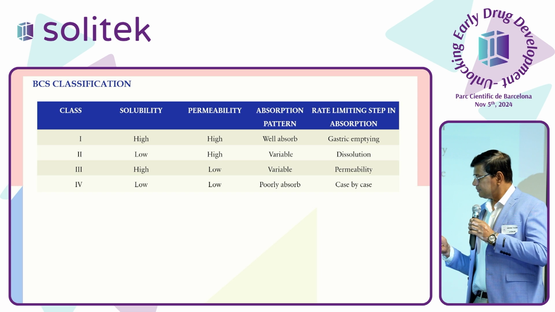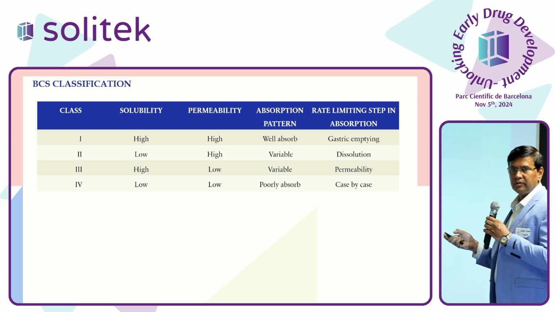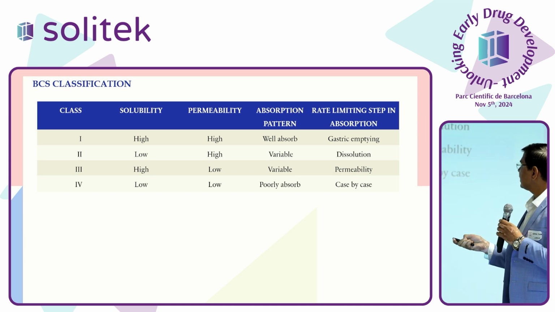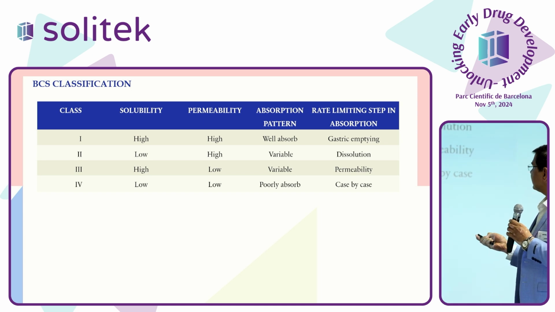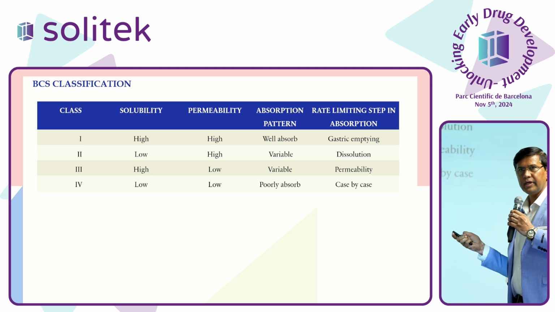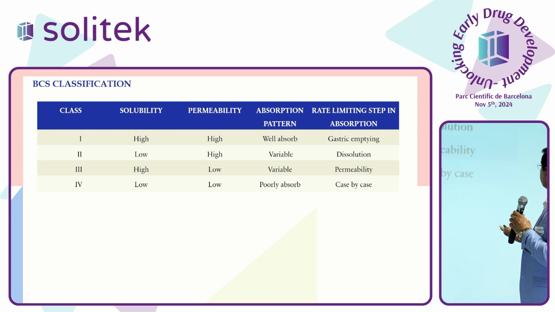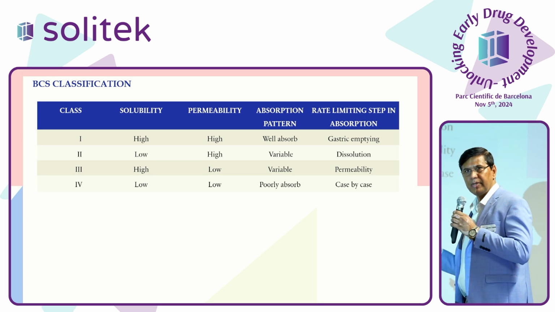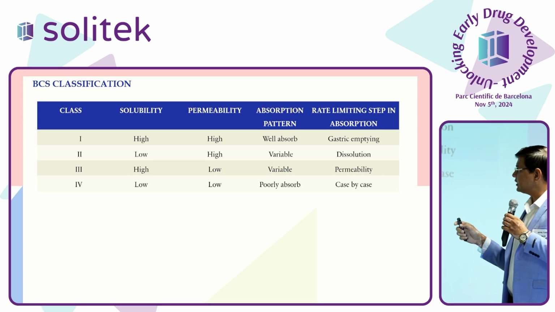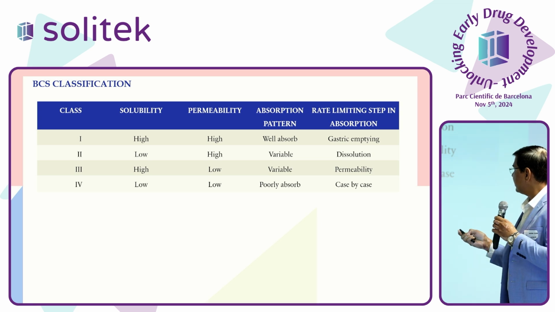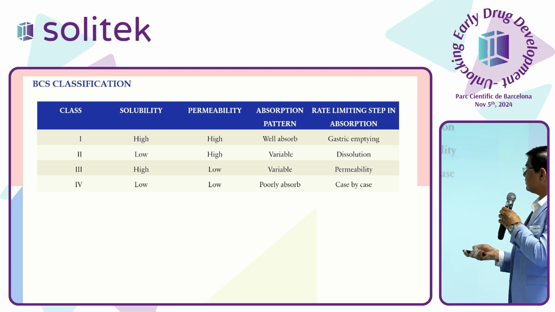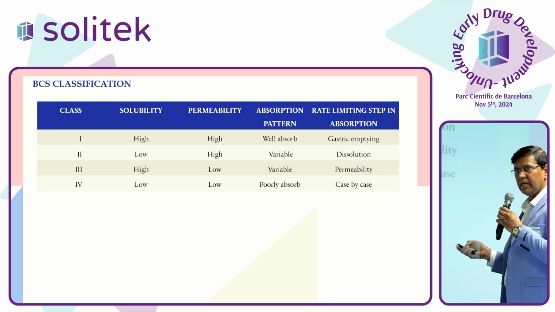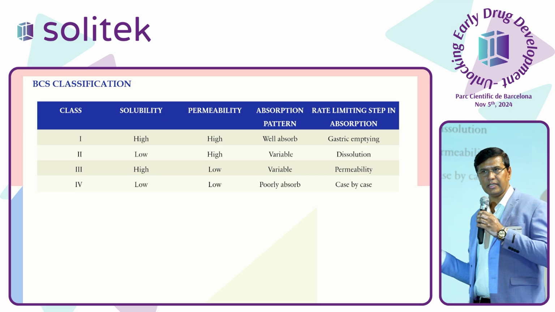For BCS class 1, there is no worry because mostly they are soluble and highly absorbed. But when it comes to BCS class 2, they have low solubility but high permeability. Because of the low solubility, they are not getting absorbed, so dissolution is the major problem for absorption. So we need to enhance the solubility, and by hot melt extrusion, nanoparticulate drug systems or micronization, we can increase the solubility. The next one is class 4 drugs, which have low permeability and low solubility. Because of that, they get poorly absorbed, but for some molecules, case by case, it changes.